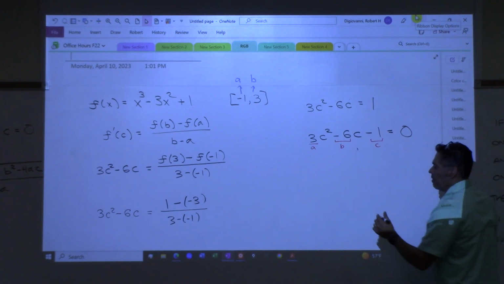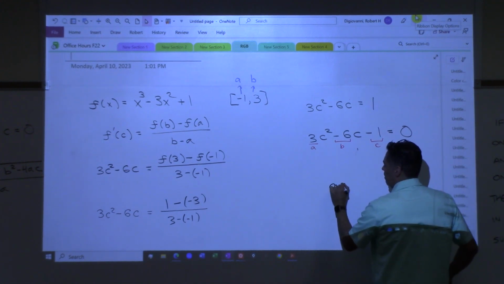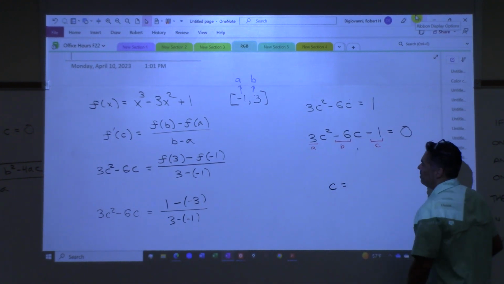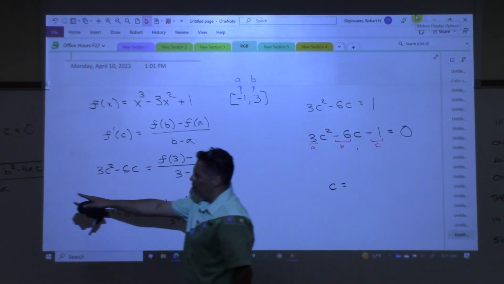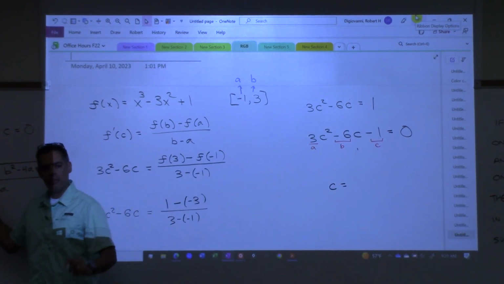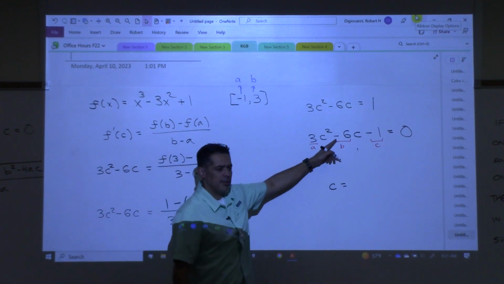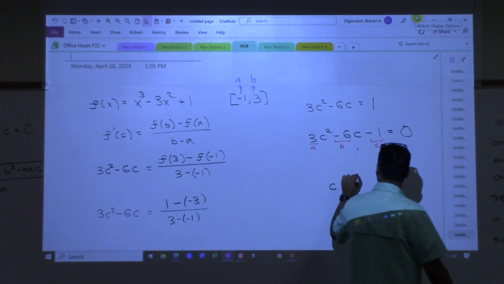So watch what I write here. I don't write x, I write c because my variable is c. What's negative b? Because that's the first thing in the formula. What's negative b? What's the opposite of b? Positive 6, right? Because we have negative 6. The opposite of that would be positive 6.